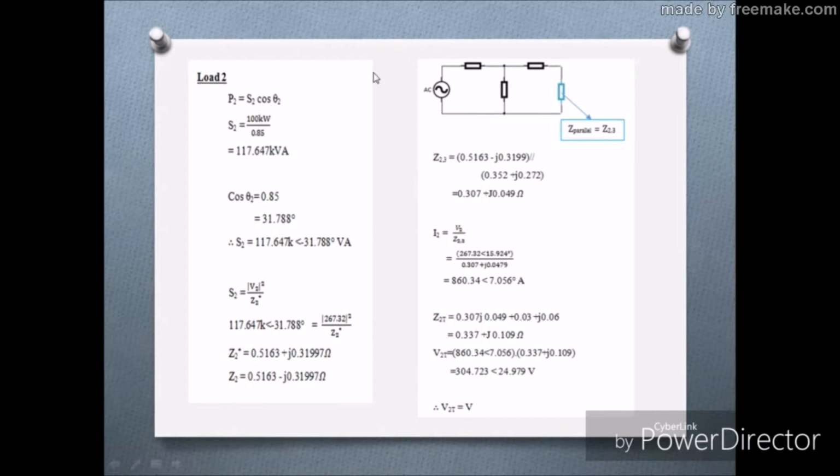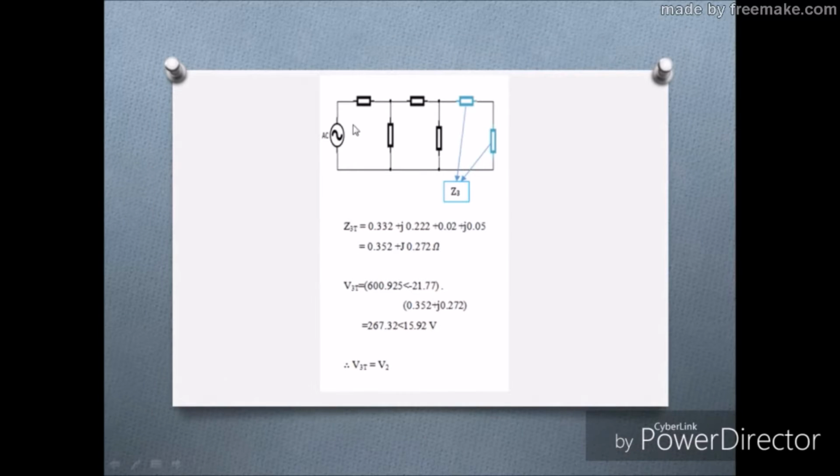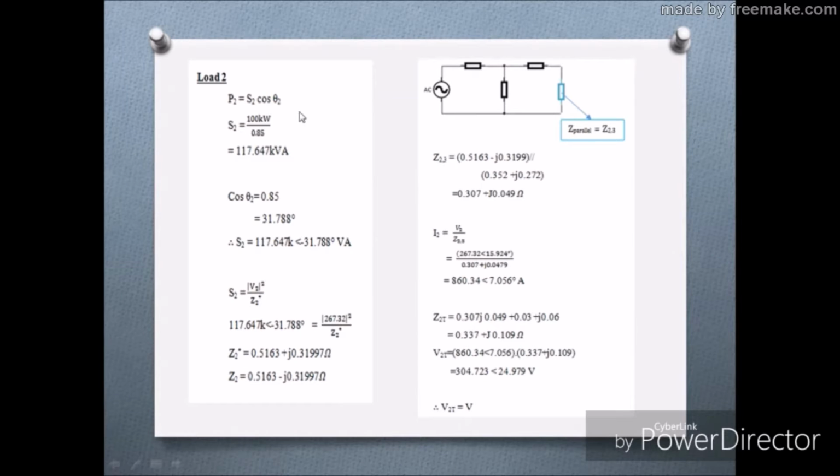So we're going to move to load 2. For load 2, we're going to use the formula P equal to S cos theta, as we were given the value of V, the value of P, and the value of PF, which is cos theta. So we're going to find the value of S.